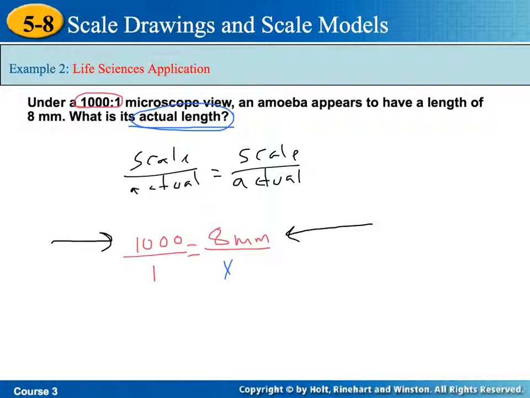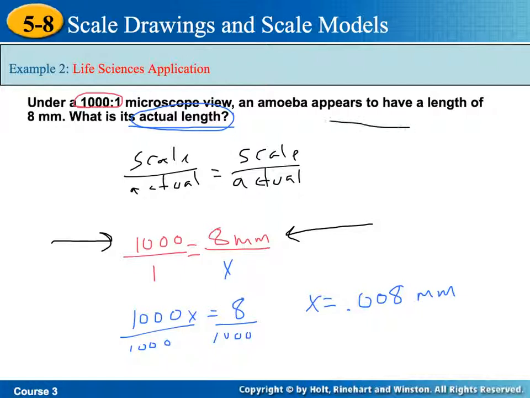Now what I'm going to do is just cross multiply and solve. 1,000x is equal to 8. Divide by 1,000. Divide by 1,000. X is equal to 0.008 millimeters. Am I done? Yes, I am done, because it asks me to find the actual length, not the scale. I don't have to plug anything back into the scale because it already gave me the scale of 1,000 to 1. So I don't need to do anything else besides just solve for x. Just solving for x. That's x in Spanish, in case you were wondering.